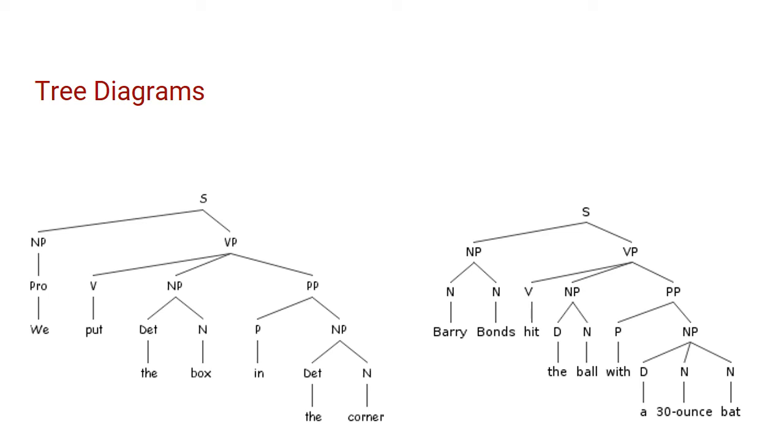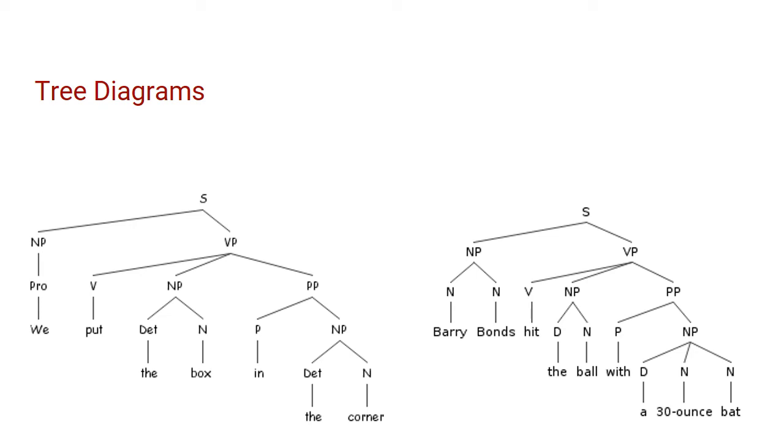But here's some examples. We put the box in the corner. So we've got our noun phrase and then a big verb phrase that has our main verb. We have an object, and then we have a prepositional phrase to describe where the object is being put. Then we have this next one. This is one of the interesting things about tree diagrams, is it can help us maybe overcome some ambiguity about oral English. So Barry Bonds hits the ball with a 30-ounce bat. And what's interesting is that with the 30-ounce bat, is that what he's using to hit it? Or is the 30-ounce bat part of the ball? Does the ball have it? Or is it his hitting has it?